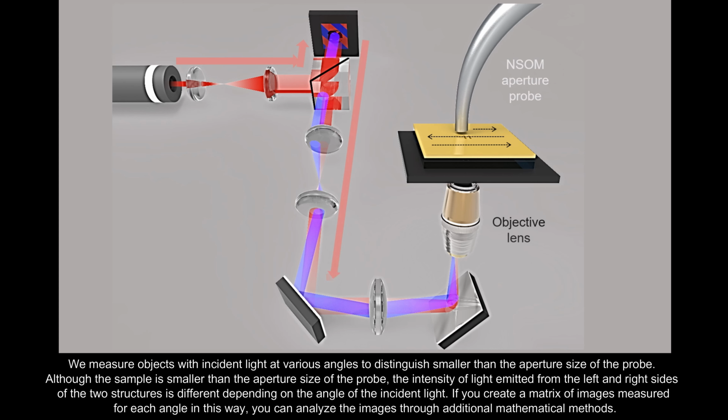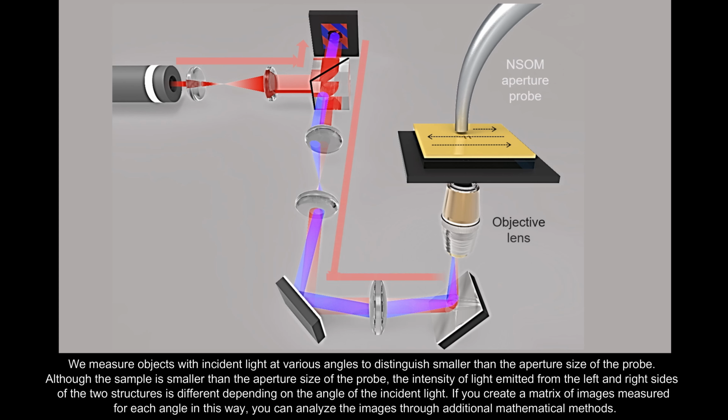We measure objects with incident light at various angles to distinguish smaller than the aperture size of the probe. Although the sample is smaller than the aperture size of the probe, the intensity of light emitted from the left and right sides of the two structures is different depending on the angle of the incident light.